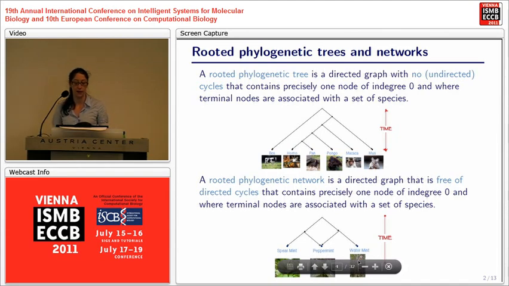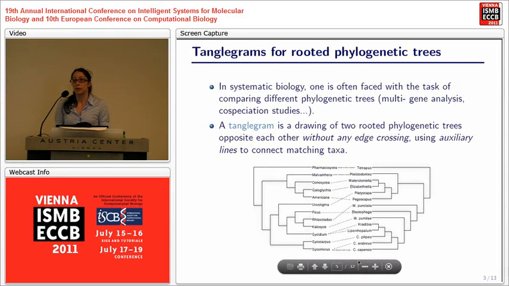As you well probably know, in systematic biology we often face the problem of comparing several phylogenetic trees, and one way of doing that is for sure using distance measurements, like bipartition distance, triplet distance, and so on. But sometimes biologists need a nice drawing to see really which parts of the trees are similar and which are not similar.